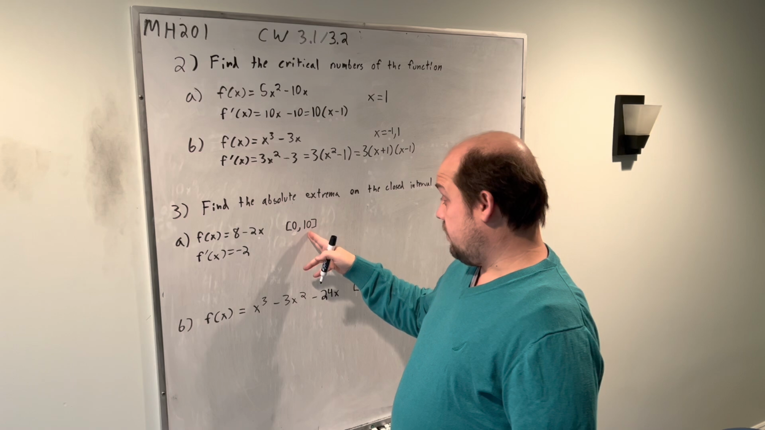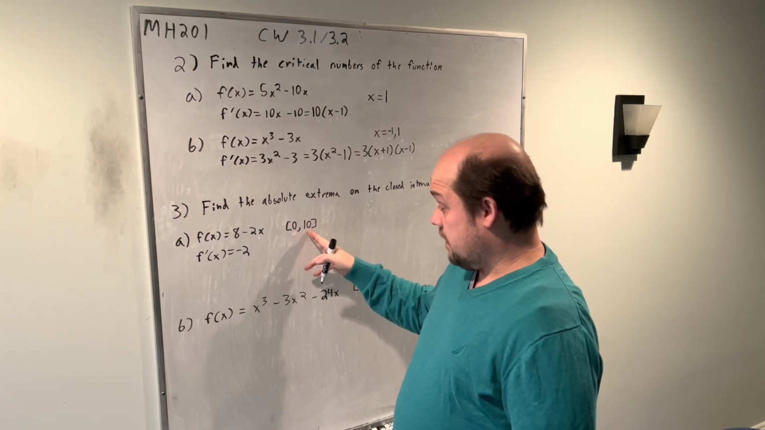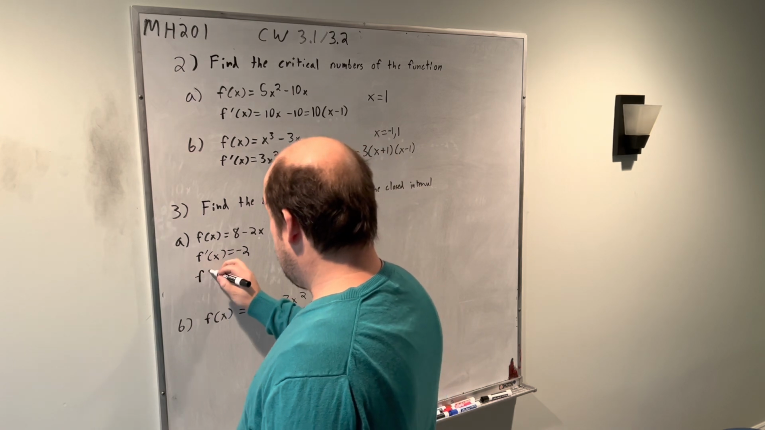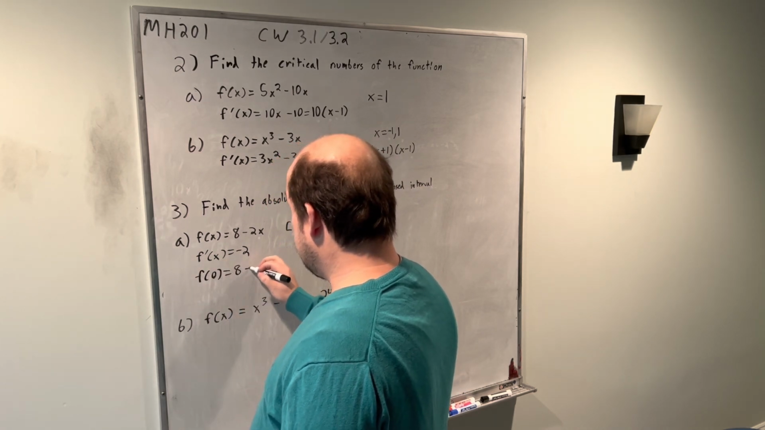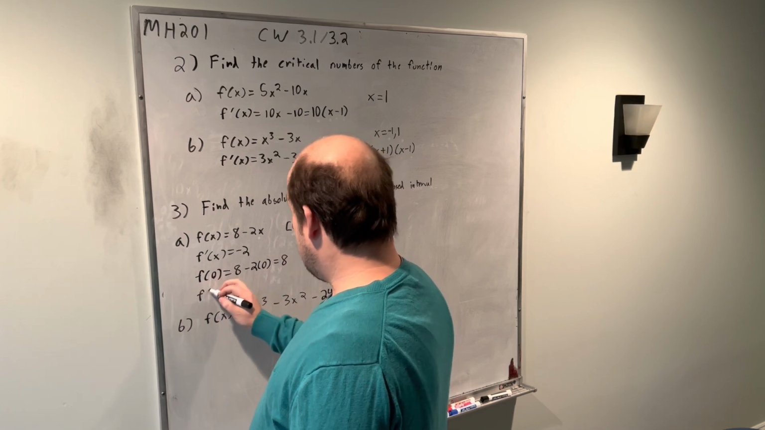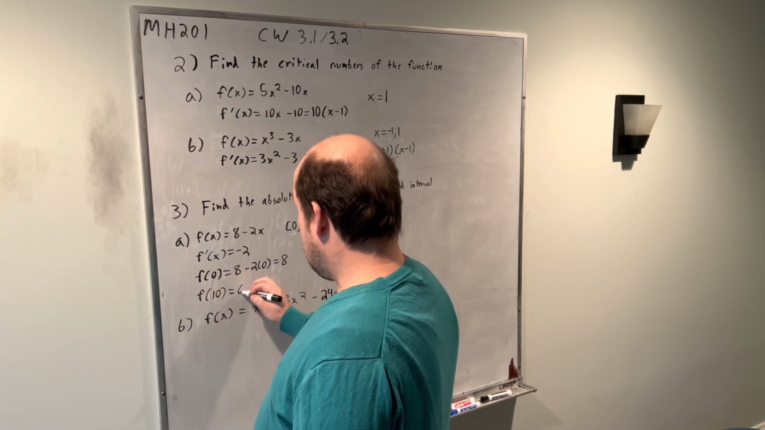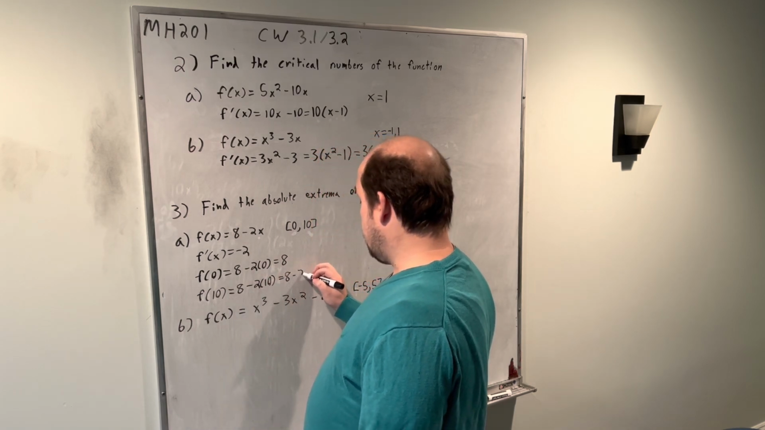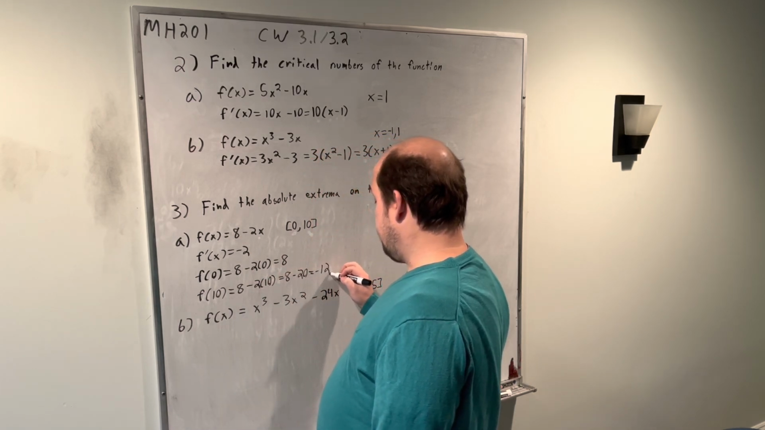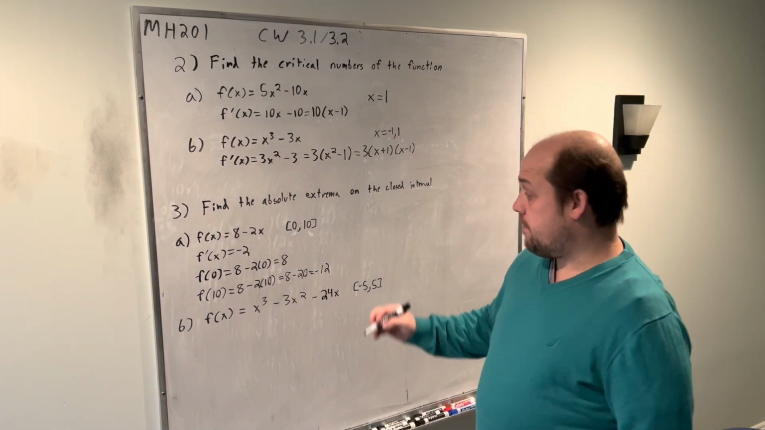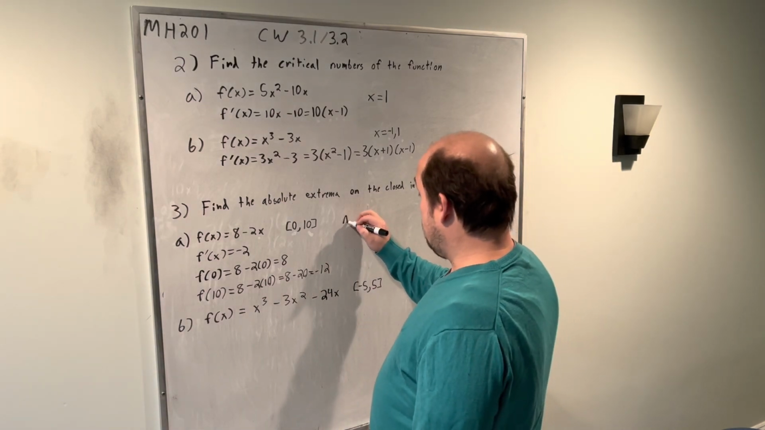When I put in 10, the right endpoint, that's going to be the absolute min. Let me show how that looks. If I try and find f of 0, that becomes 8 minus 2 times 0, which is just 8. If I try and find f of 10, that becomes 8 minus 2 times 10, which is 8 minus 20, or negative 12.